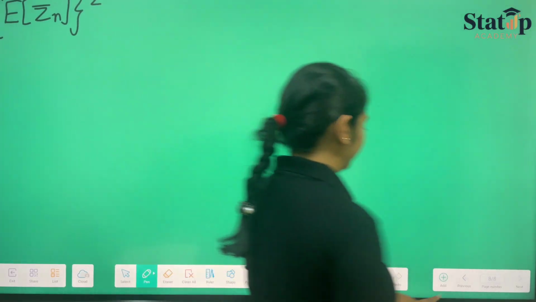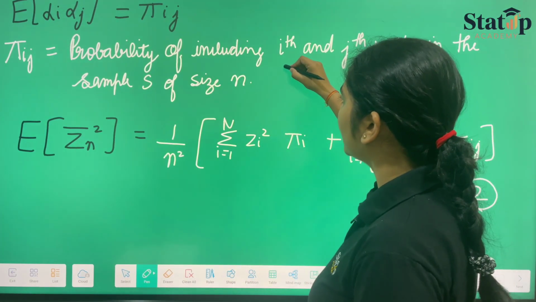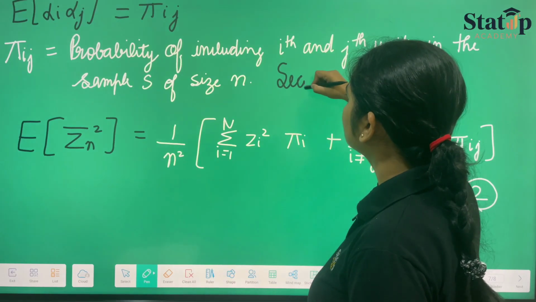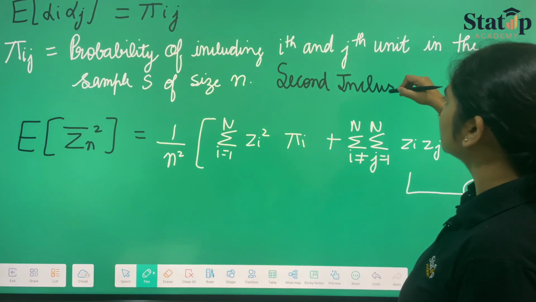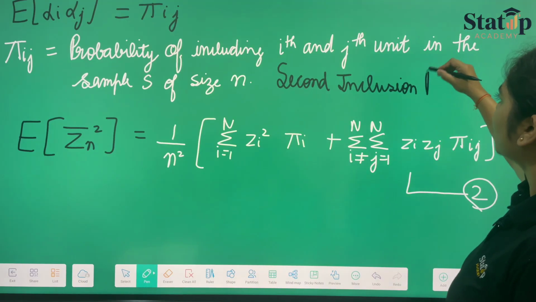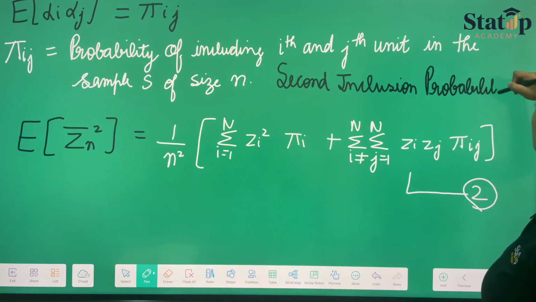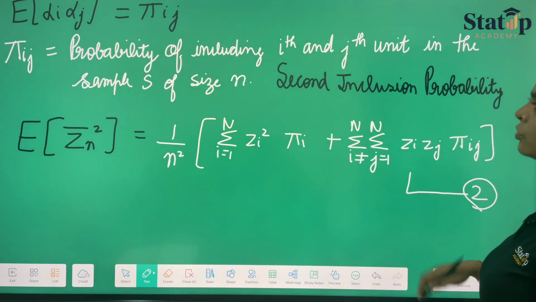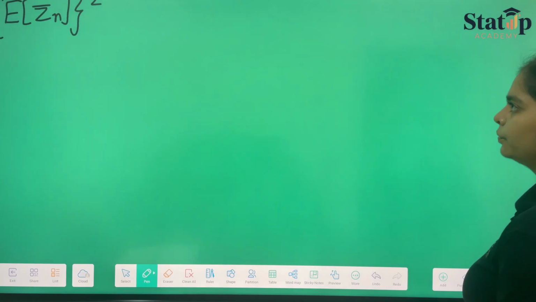Before that, here this pi ij is also known as the second inclusion probability, or the inclusion probability of having the pair of order 2.